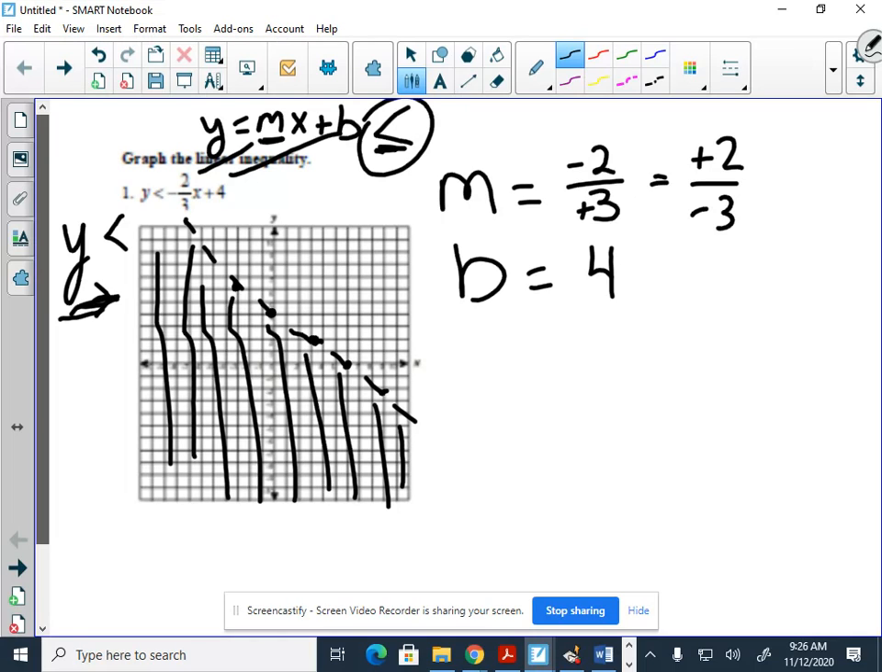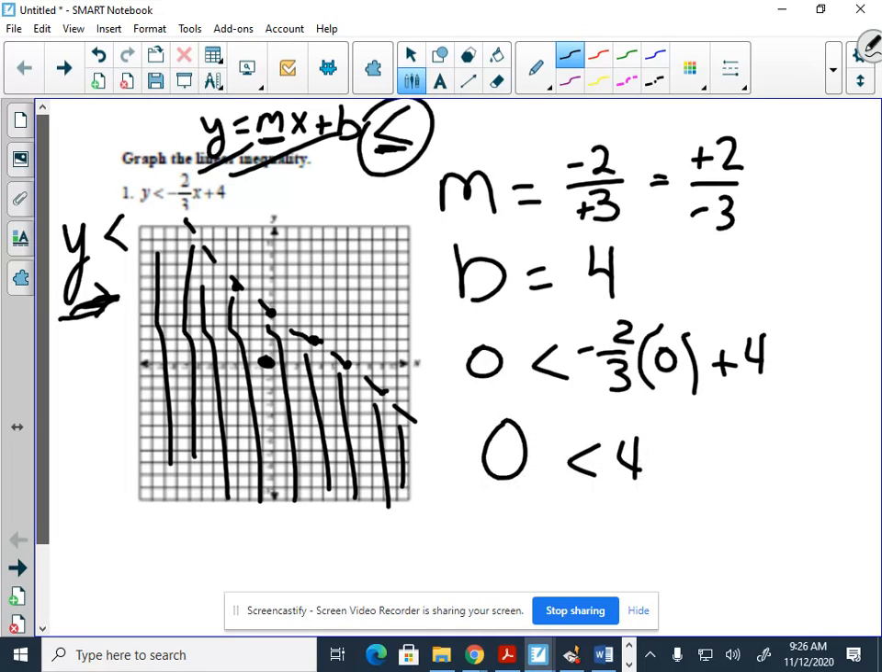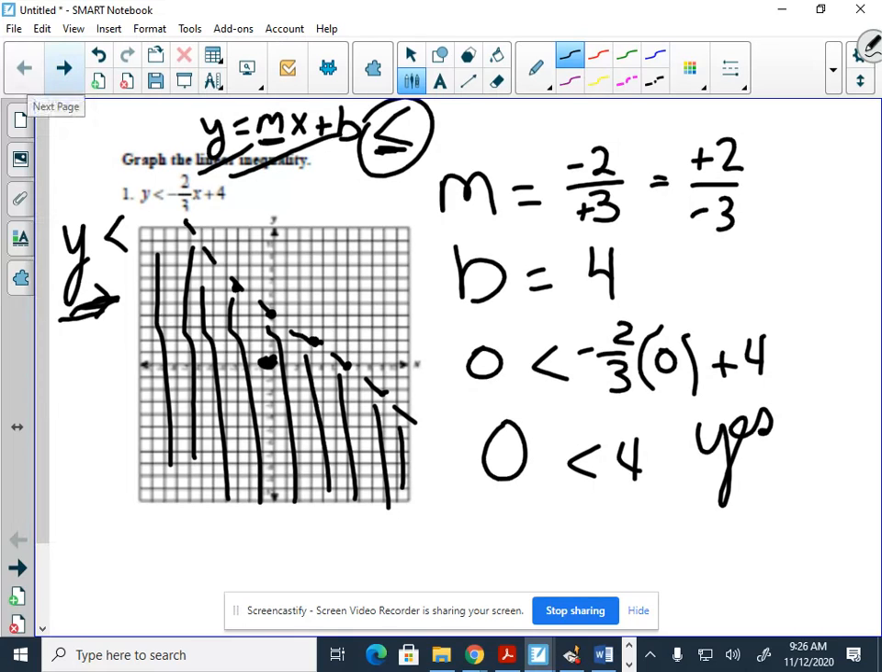Now you could use a test point. You could put the point 0, 0 in. 0, 0 should work if I put it in here. 0 is less than negative 2/3 times 0 plus 4. 0 is less than 4. So yes, I would shade the area that 0, 0 is in. 0, 0 is just an easy one to go. But I usually just learn to read it. Y is less, so y being less goes down. If y is greater, it goes up. That's the easiest way.